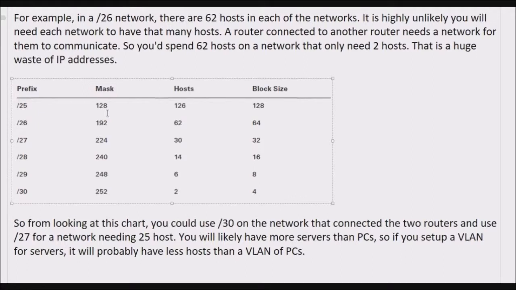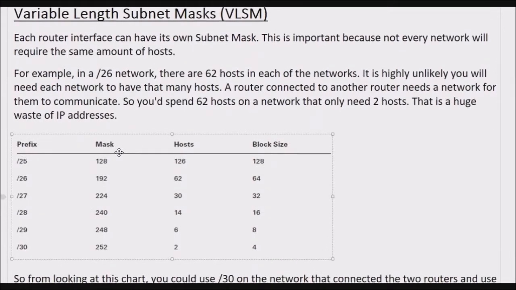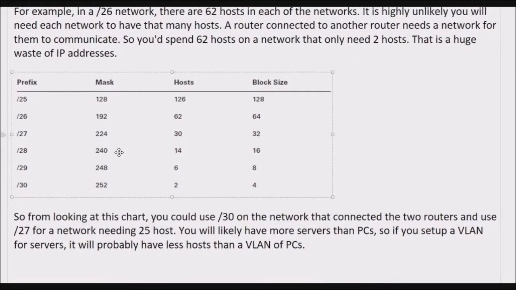For example, if you took a switch and created 4 VLANs, one for servers, most likely you're not going to have 62 servers and the exact amount of hosts. So we're going to use variable length subnet masks by giving each router interface its own subnet mask.